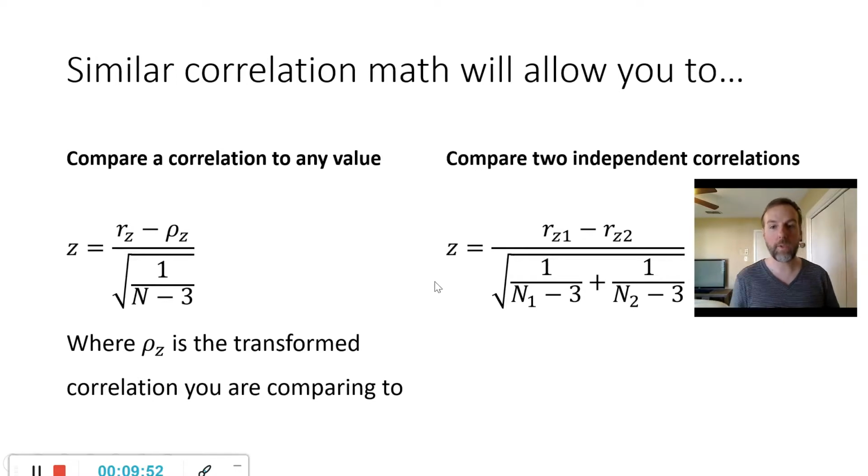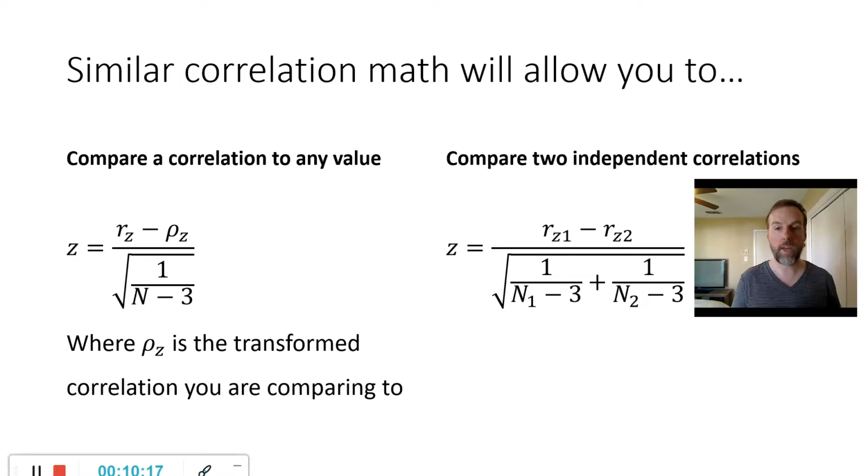So that math we just looked at will allow you, with similar rationale, to do a few other calculations. First up, you can compare a correlation to any value. So in SPSS, when you run a correlation, it checks whether it is significantly different from 0, from no correlation. But you might instead want to see if it is significantly different from, say, 0.5.